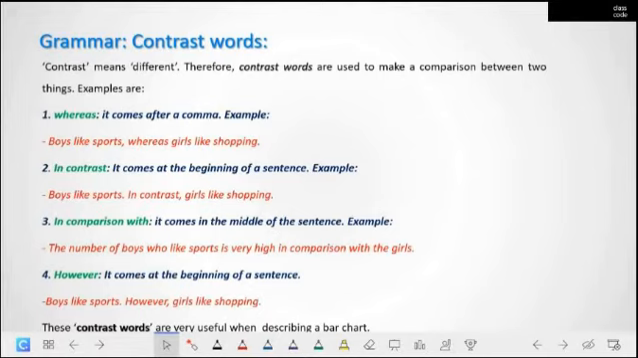Number 2, in contrast. It comes at the beginning of a sentence. Example, boys like sports, full stop. In contrast, girls like shopping. All right.